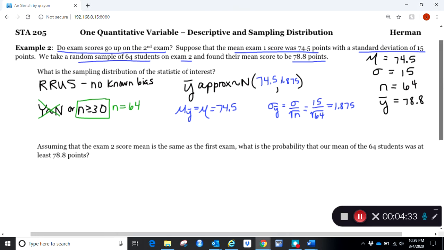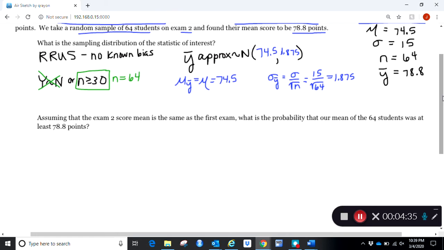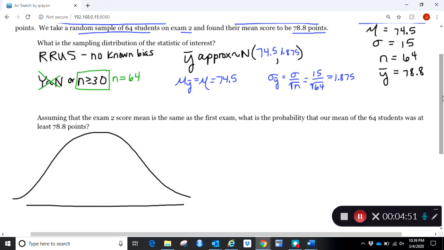In the next part, we're asked, assuming that our exam score 2 mean is the same as the first exam, we're going to find the probability that our mean of 64 students was at least that 78.8 points. So let's start with our picture. So here's our picture. So we've got to figure out what our mean is. The mean is that overall population mean, so it's going to be that 74.5.